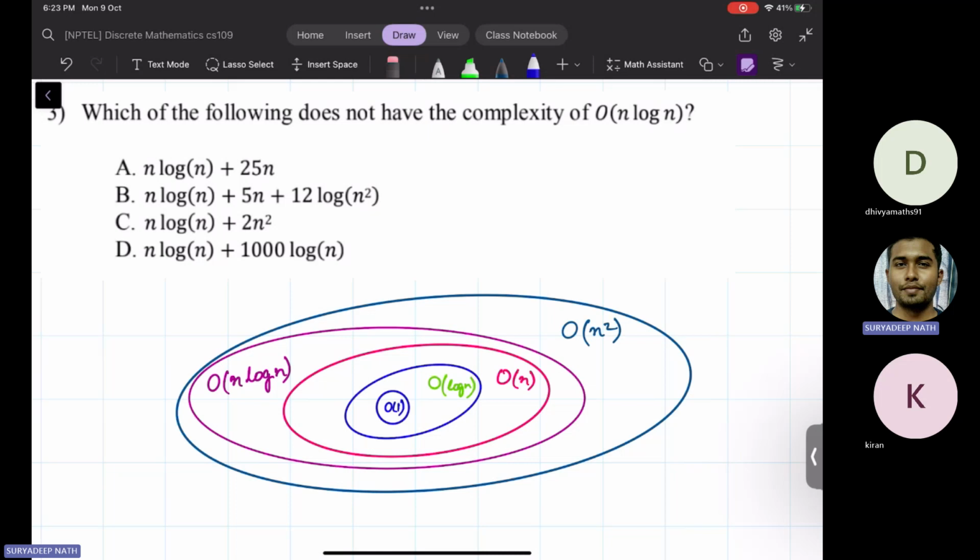Now, which of the following does not have the complexity of n log n? So this is the graph of n log n. If you plot it, it is above n. So anything with n added to an n log n would remain n log n. So the complexity is O(n log n) itself.